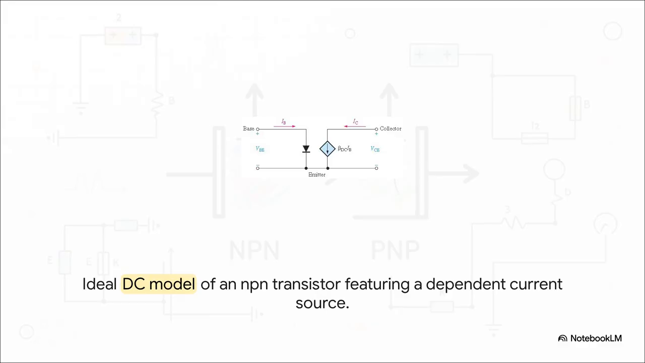Well, on the input side, it just acts like a standard forward bias diode, which represents our base emitter junction. But the output side acts as a dependent current source. And the cool part is that this current source is driven entirely by the base current, multiplied by that powerful DC beta factor we were just talking about.